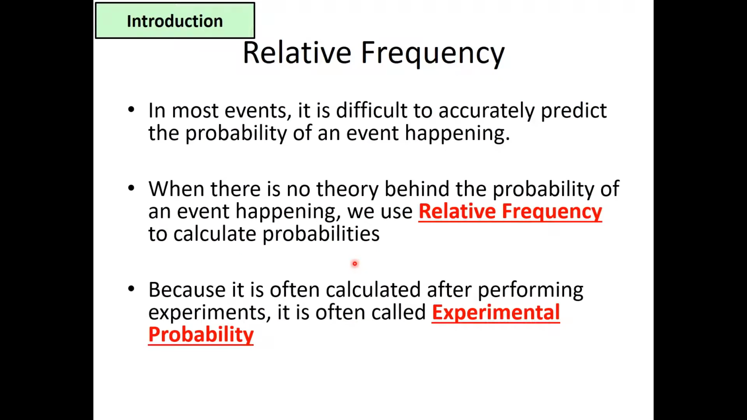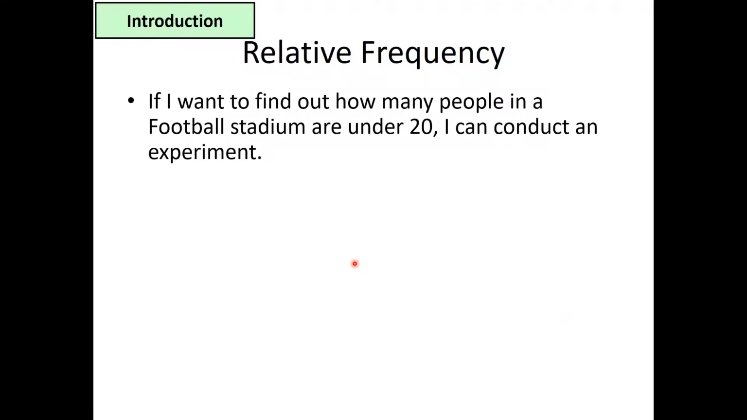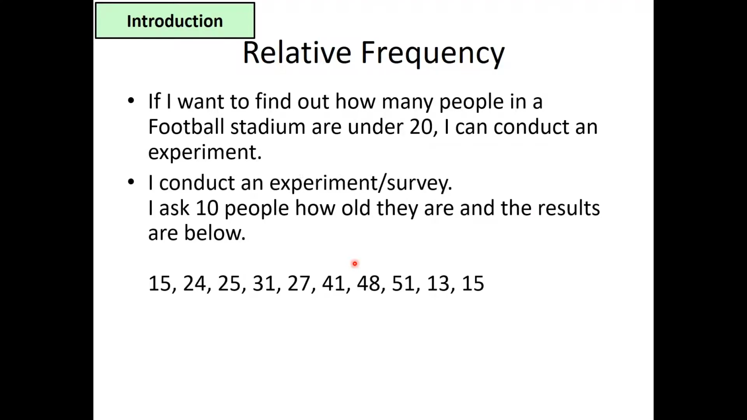Next, relative frequency is basically using the results of your experiment to predict what's going to happen in the future. The best way to think about this is a simple example. Let's say I want to find out how many people in a huge football stadium with a capacity of 80,000 people are under 20 years old. To do this I can conduct an experiment. I'm going to ask 10 people, and these are the results.